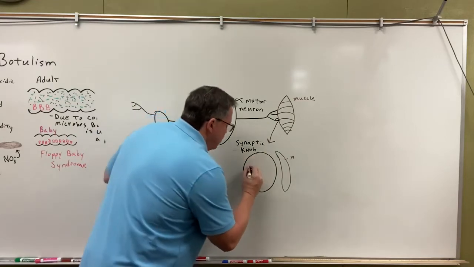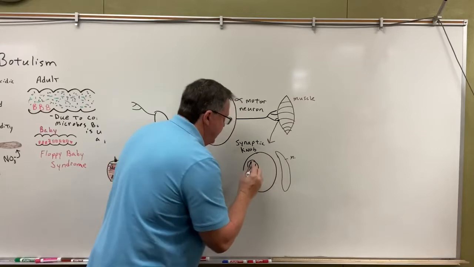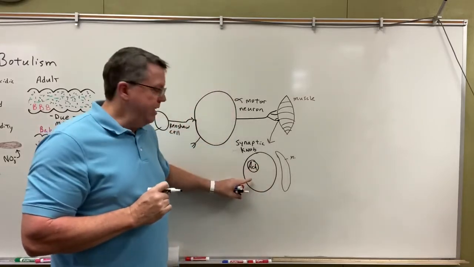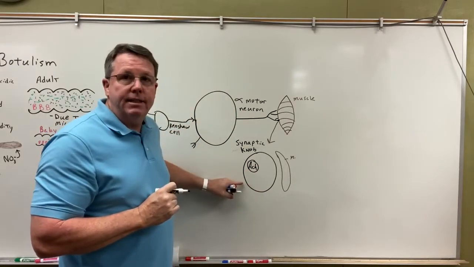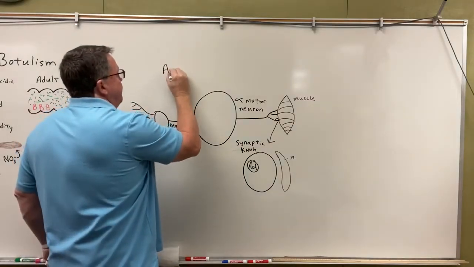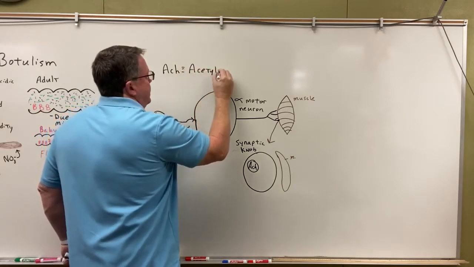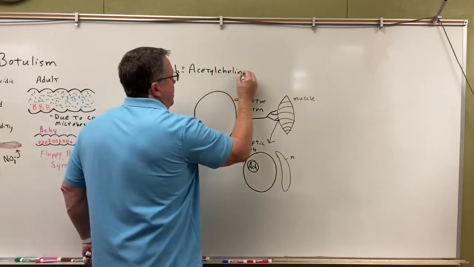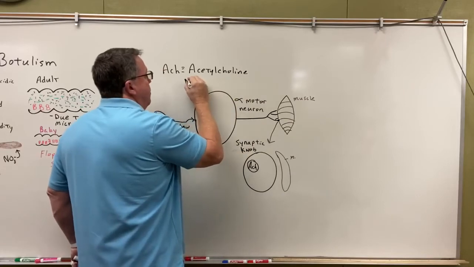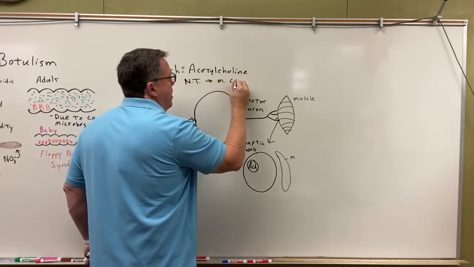When it comes to muscles, that neurotransmitter is called ACH, and it's going to be inside something called a vesicle. A vesicle is made up of the same thing as the cell membrane here. ACH stands for acetylcholine. So acetylcholine is a neurotransmitter that's responsible for muscle contraction.